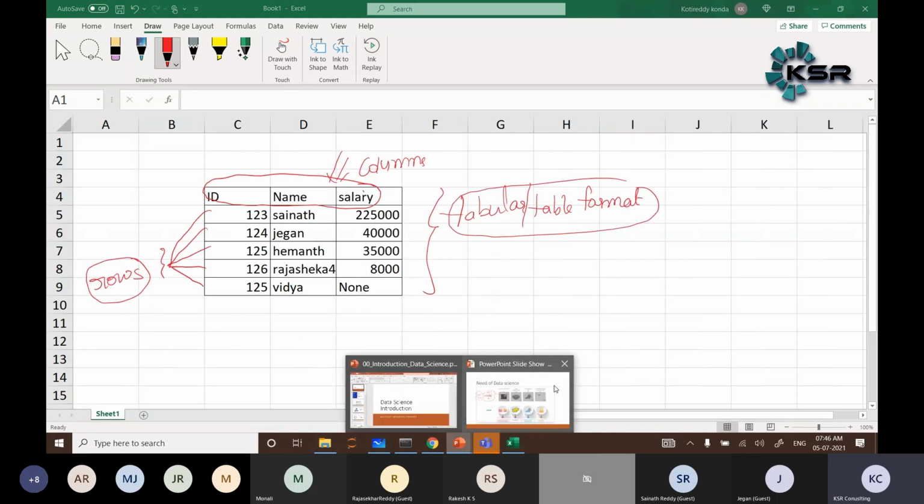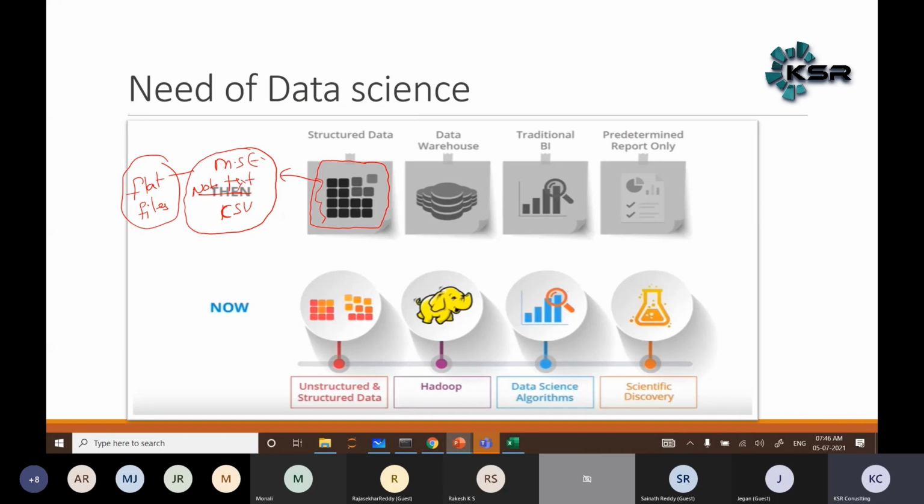Here, flat files, CSV and MS Excel, can store up to 1 million records. If the volume of data is more than 1 million, we cannot use structured data or flat files tables. Then we need to go to the data warehouse. What do you mean by data warehouse? A data warehouse is a place where we can store the data. Some of the examples are MySQL.